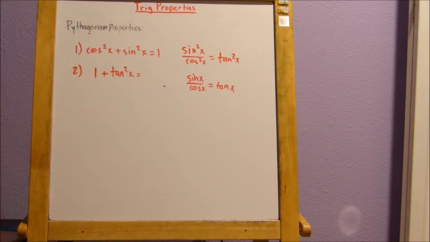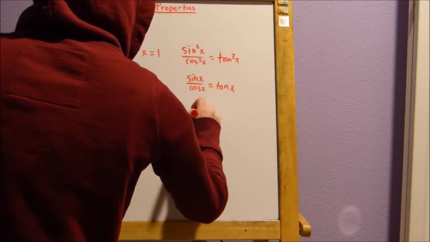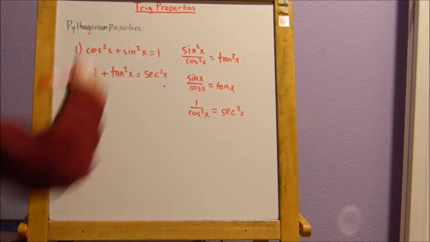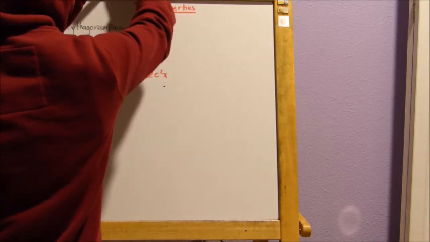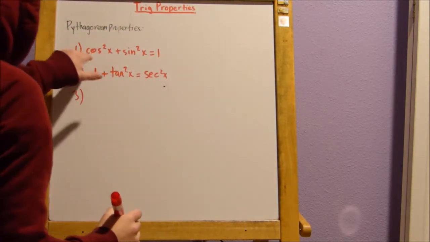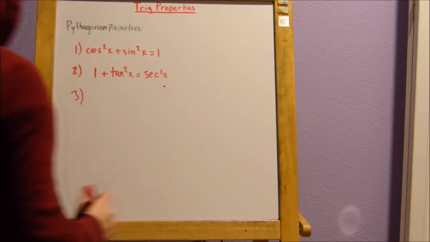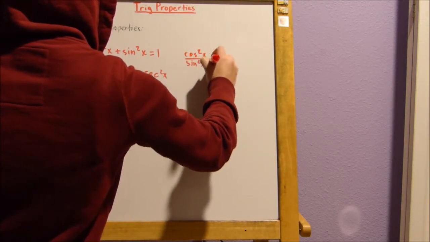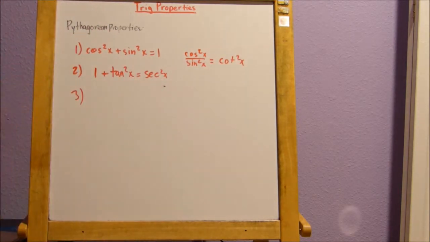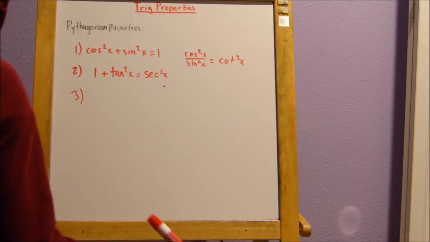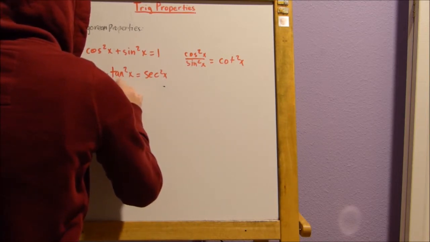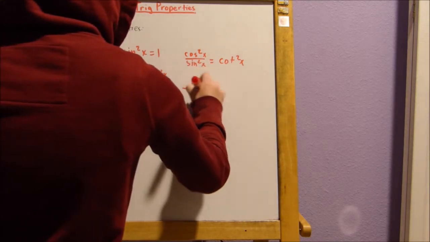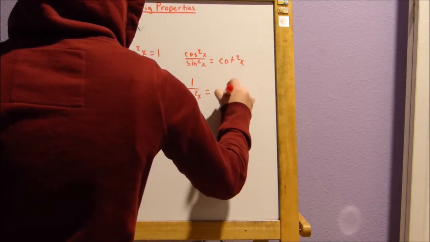And then 1 divided by cosine squared x, that should equal secant squared x, right? So there's our second Pythagorean property. Now, in our third one, since we divided by cosine squared x first, we're going to divide everything in this one property by sine squared x. So, cosine squared x divided by sine squared x, that's going to be cotangent squared x. It's the same thing as cosine x over sine x equals cotangent x. It's just squared. So plus sine squared x divided by sine squared x, that's going to be 1. And then 1 divided by sine squared x, that should equal cosecant squared x.